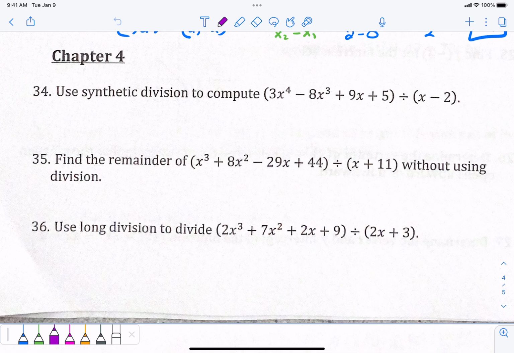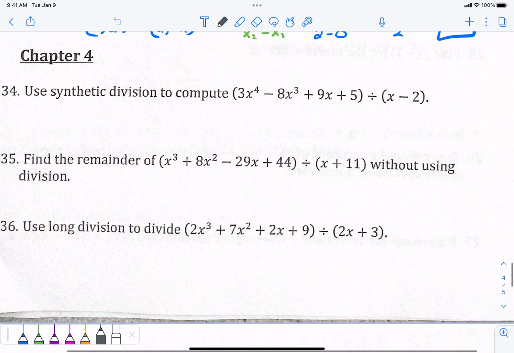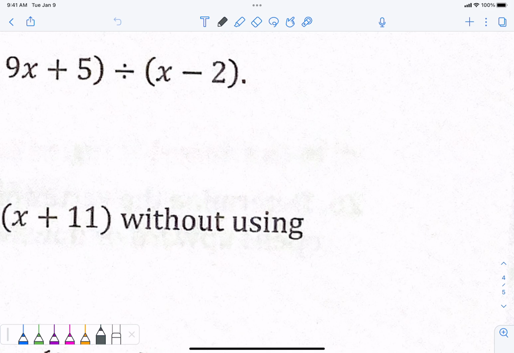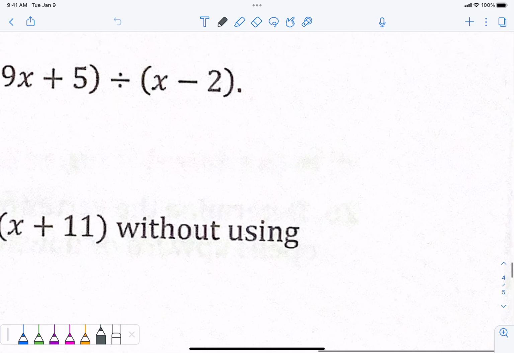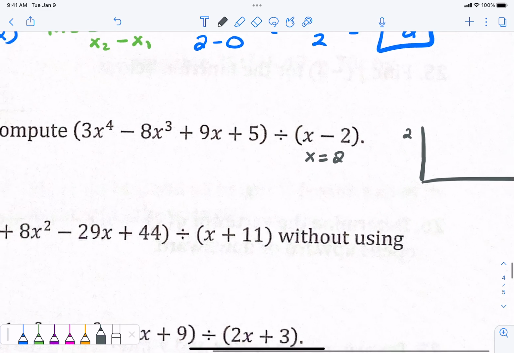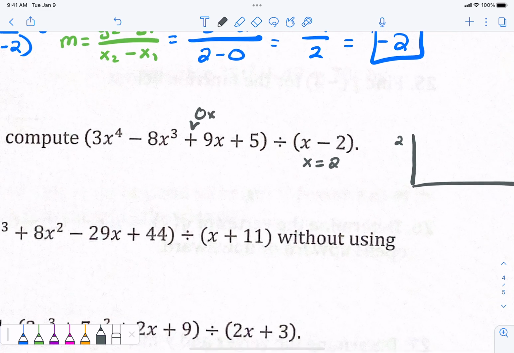Chapter 4, synthetic division. Make sure if I specify that type of division, you use it. You have to do it by the method that I say, otherwise I take off points, even if you're right. I will check it. All right, synthetic division. What number goes on the outside? 2 goes on the outside. You want to try it on your own? Make sure you put zeros in appropriately.